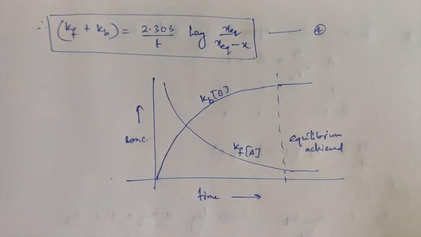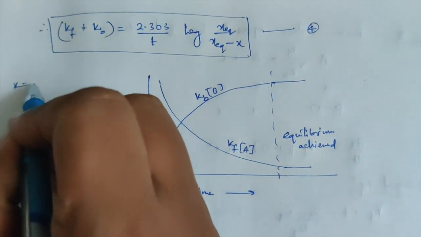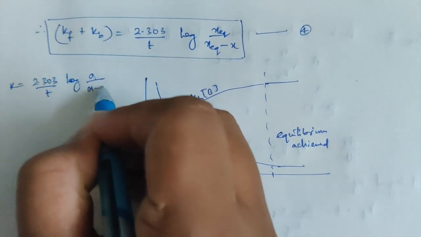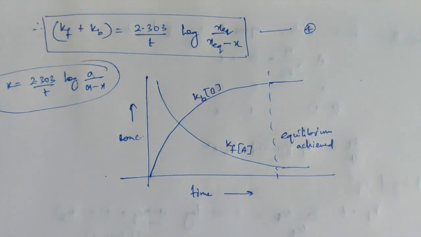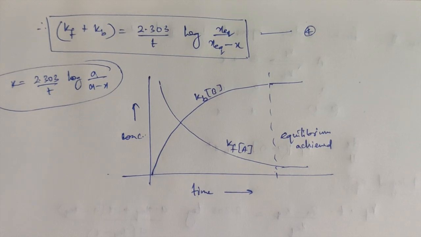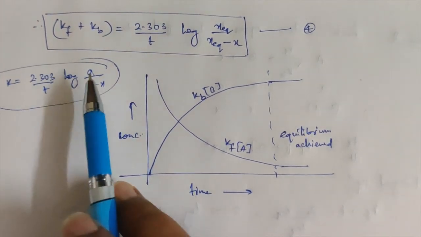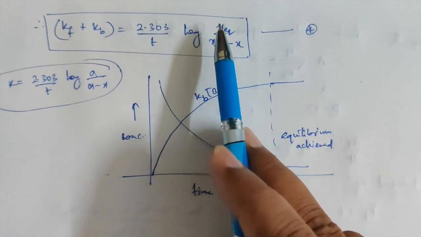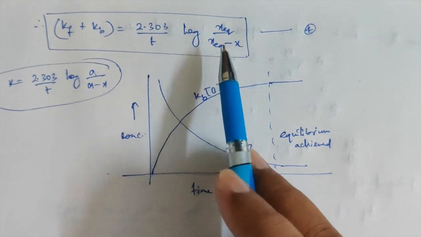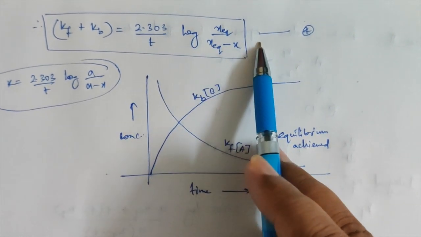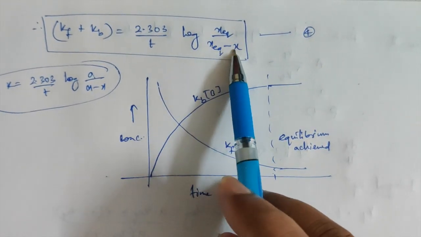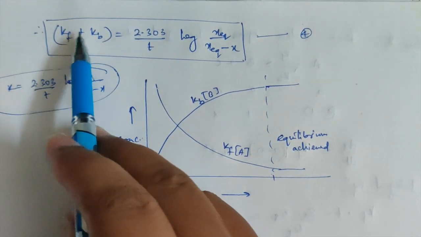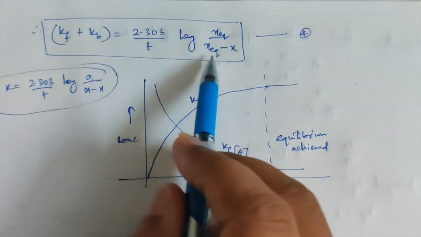Now if you recall, this is nothing but actually equal to the equation k is equal to 2.303 upon t log a upon a minus x, right? So this was the equation for the first order reaction, where a was the initial concentration. Now instead of the initial concentration you have the concentration at equilibrium, and x is the amount of A which is getting converted into B, or you can say the part of A which is being converted into B. So this is nothing but representing that this Kf plus Kb is first order, like it will follow first order kinetics.